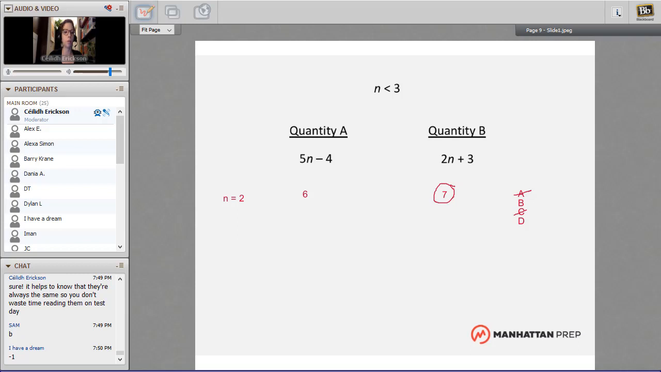Try something different. If we tried a positive, let's try a negative. So 5 times negative 1, negative 5 minus 4 gives us negative 9. Negative 1 times 2, so negative 2 plus 3 is positive 1. So not only is that still greater, but we're getting farther and farther apart. So it seems like if we tested 2, it seems consistent. We should choose B.